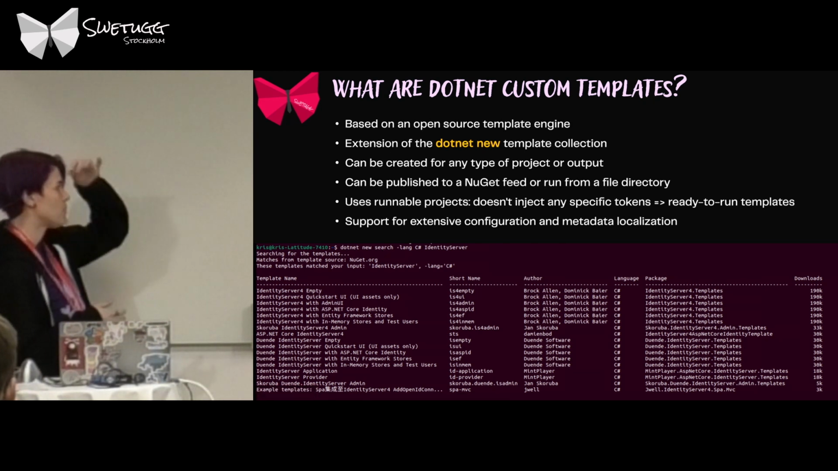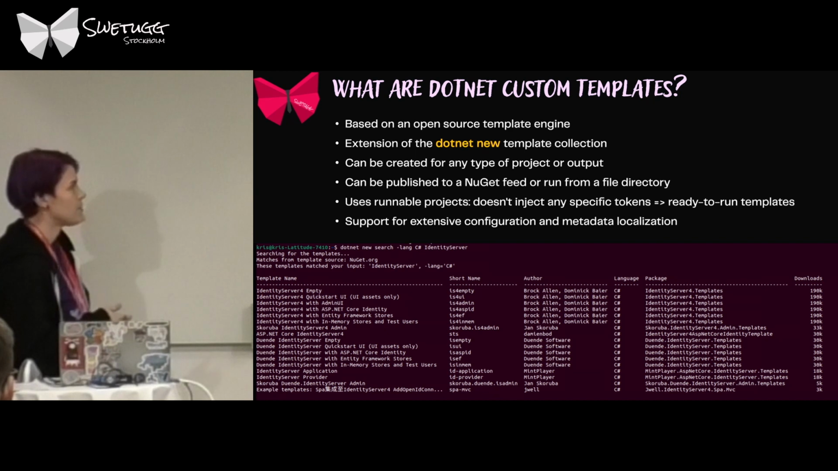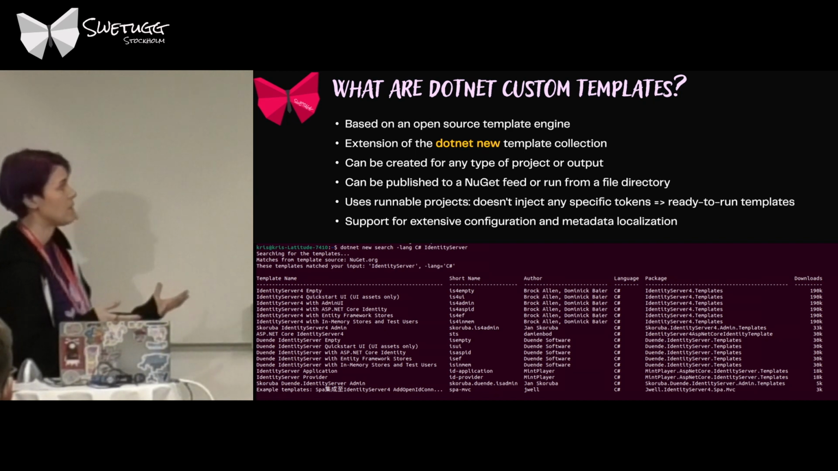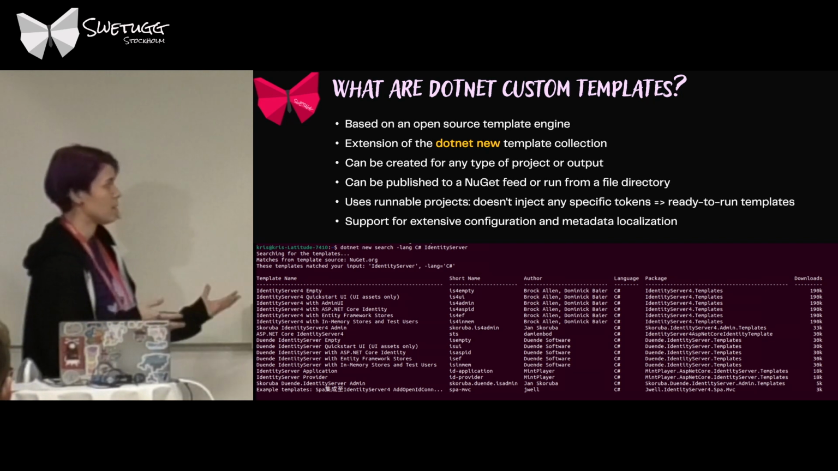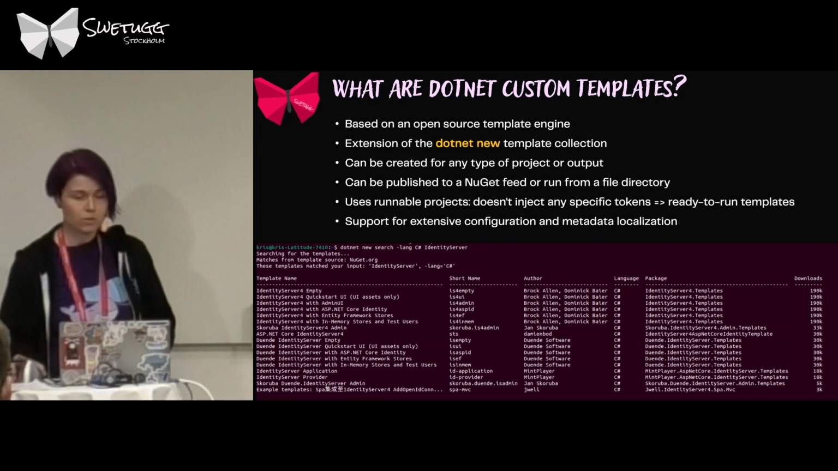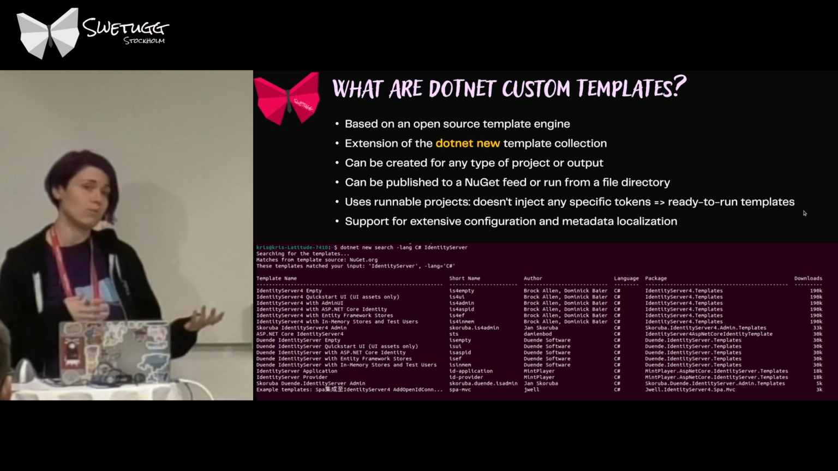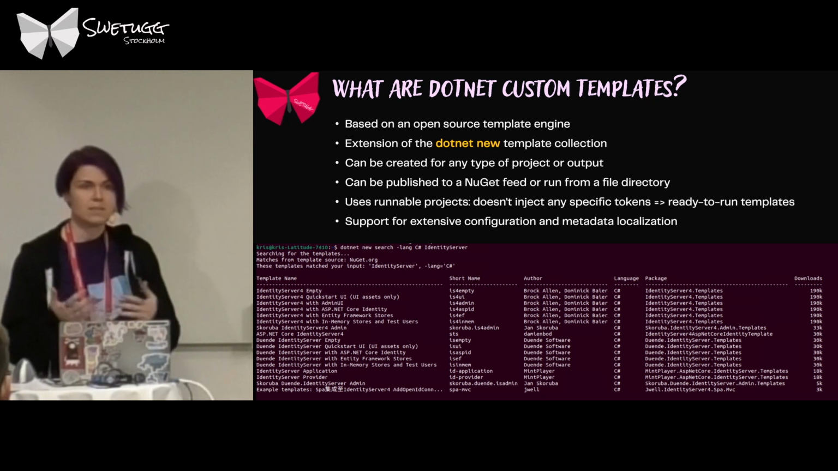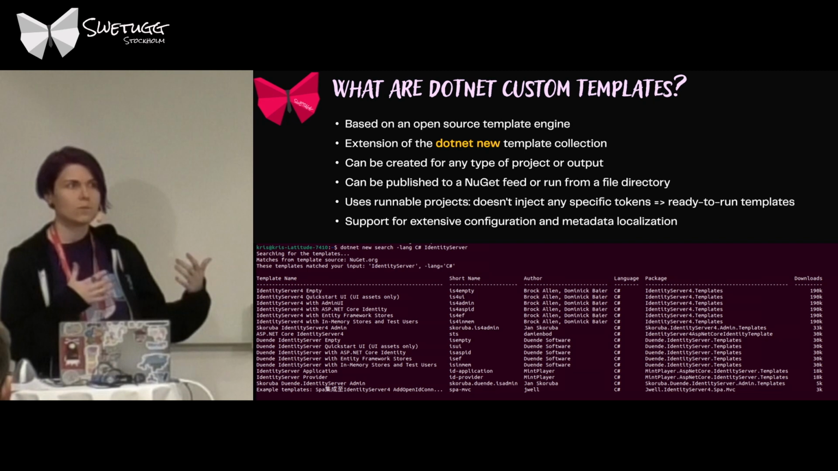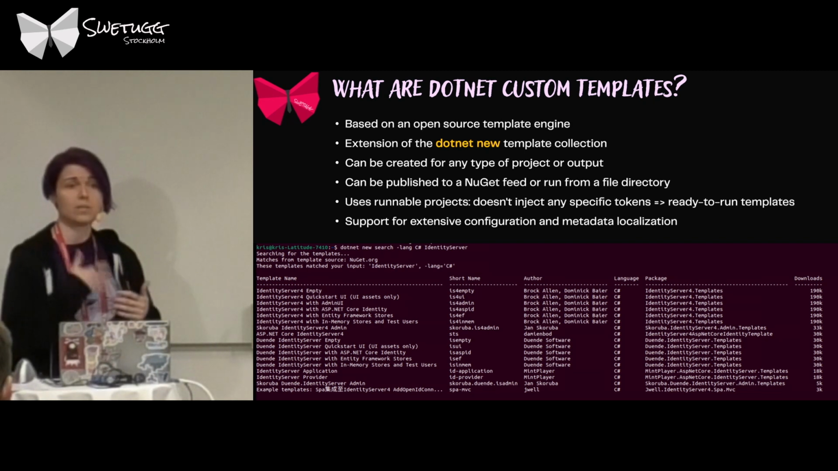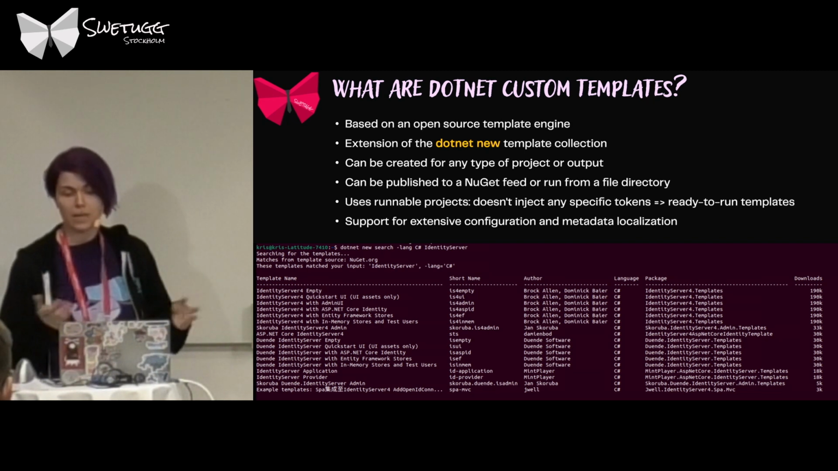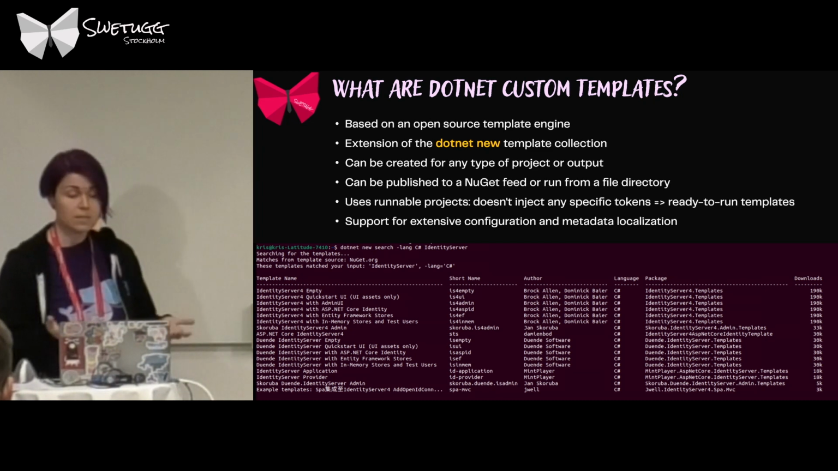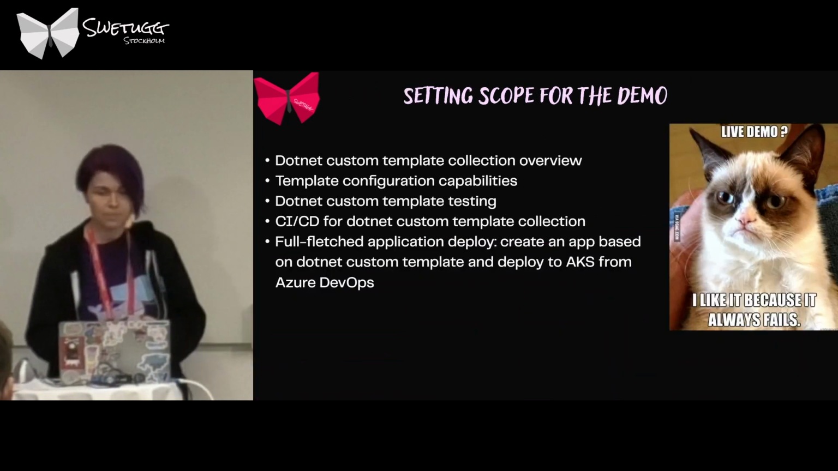So here, for example, is a command where I search for the C# based custom templates with the name identity server in them. There are quite a few of those, and you can see that the authors are different and the number of downloads is different. This can also be beneficial. You can take a look at whether anyone has created something that I am looking for, something I can reuse and build upon to complete it for my purpose. So this is also worth checking out.